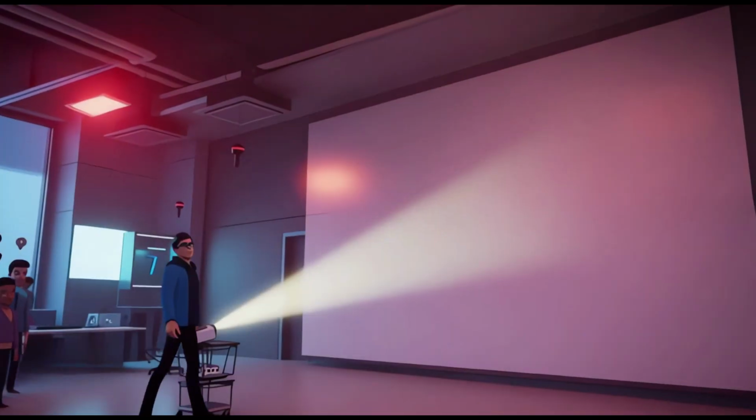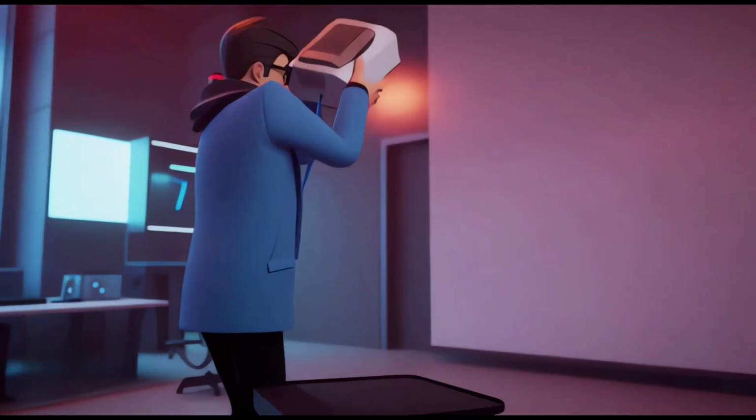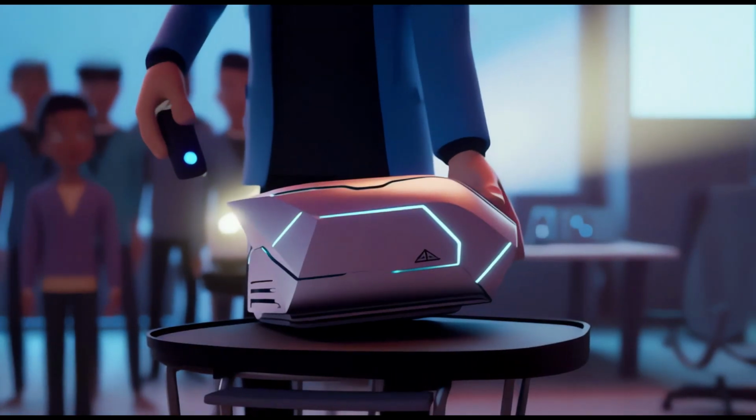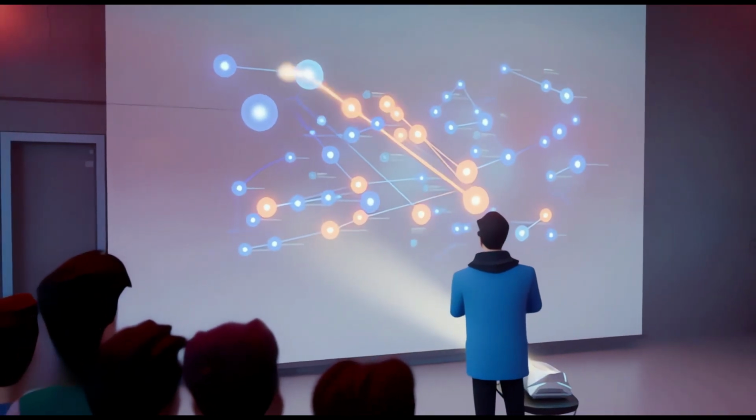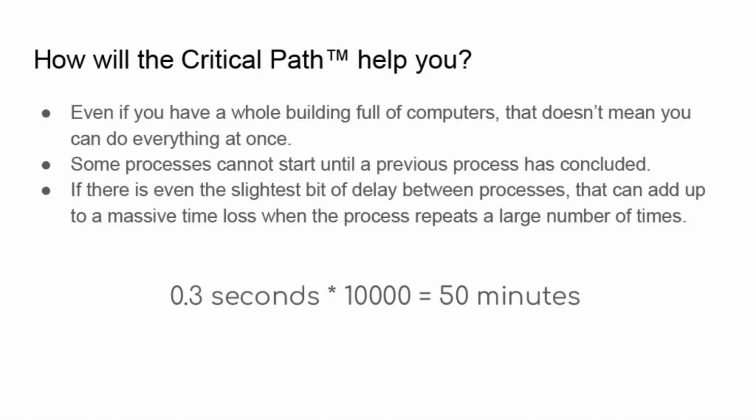Your computers are not running efficiently. They are ignoring the critical path. And as a consequence, they are dying. If we make your tasks efficient, if we truly follow the critical path, your network will run like a well-oiled machine. Let me explain. I bet you're wondering, how will the critical path help you?